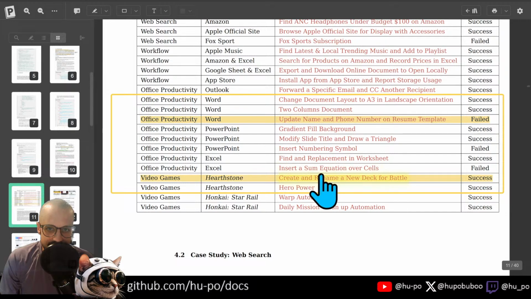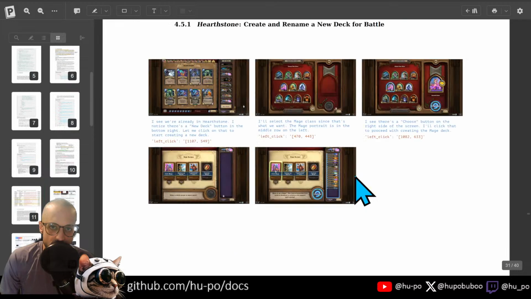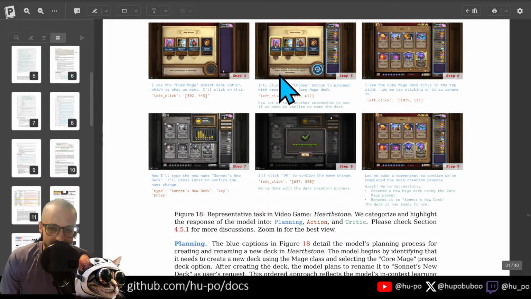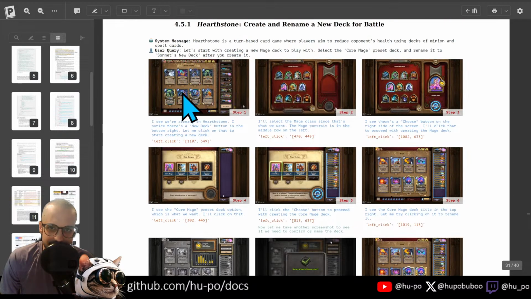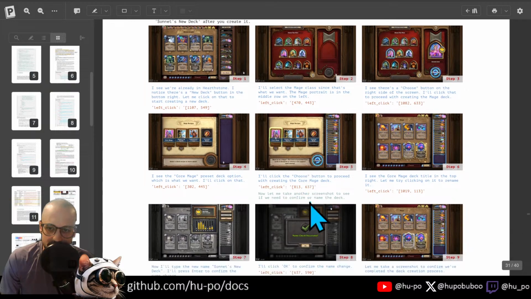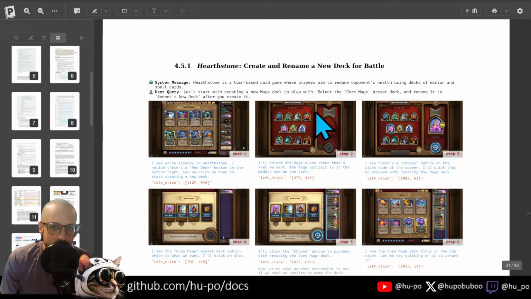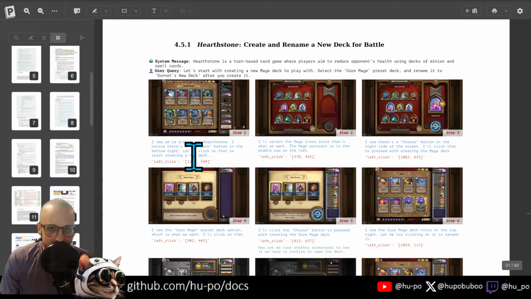But then here's a success. This is in a video game called Hearthstone. It creates and renames a new deck for battle. If we actually go to this one here, look how much more complicated this is. This is like 9 different steps, and it gets this one right. And not only does it get this one right, but this seems to me like a much more complicated situation. Look at everything it's doing here.